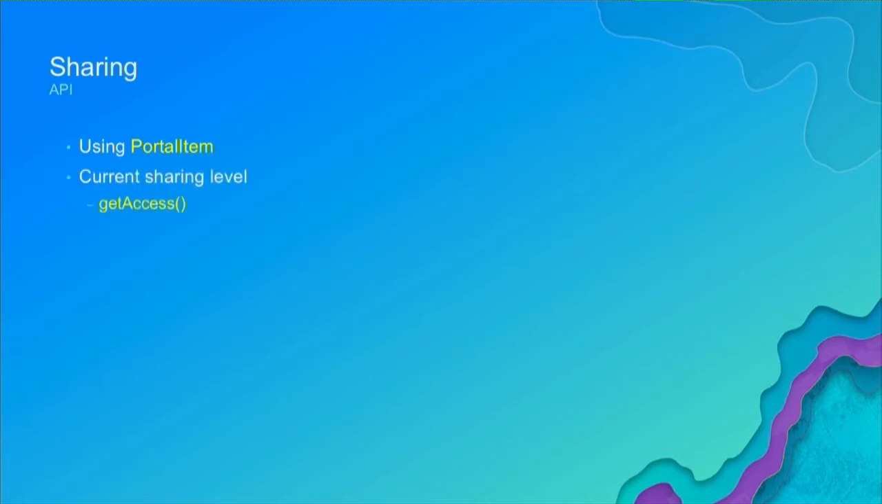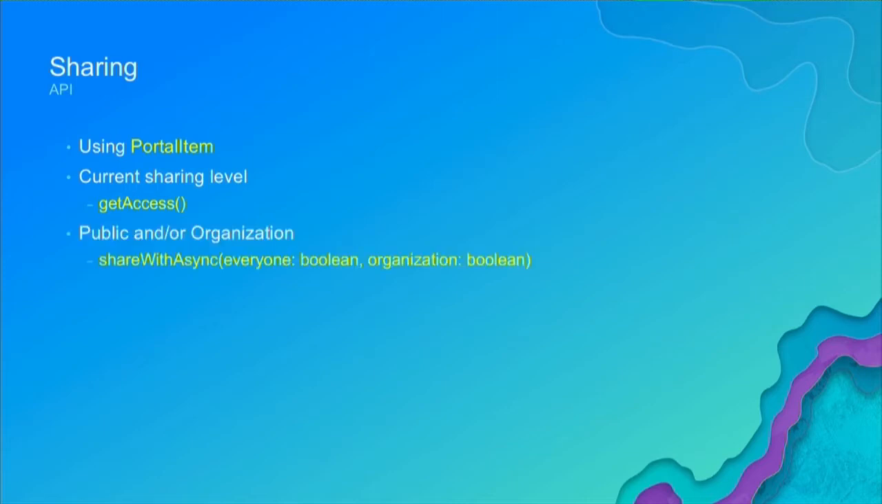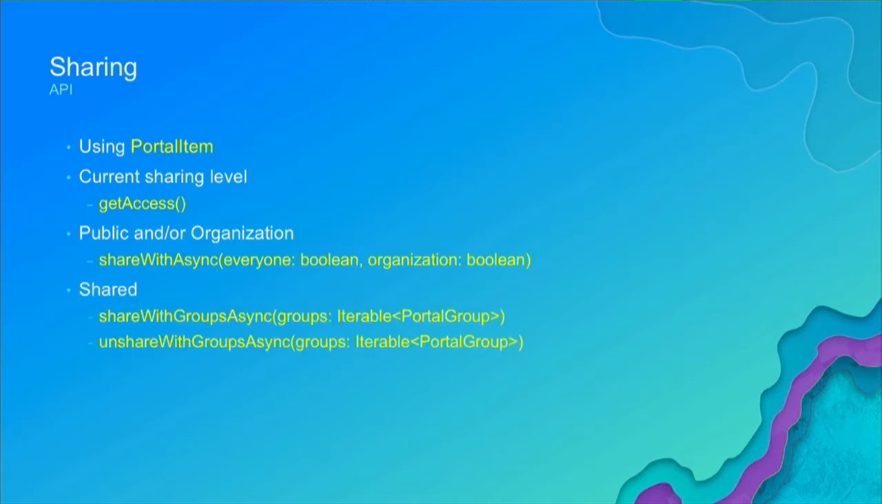So if you're using an existing item, you may want to look at the current access level on that. We have this method called getAccess, and that will show you the current access on the portal item. And if you want to share with everyone or the organization, you can call this method shareWithAsync and pass in appropriate flags for the everyone and organization.